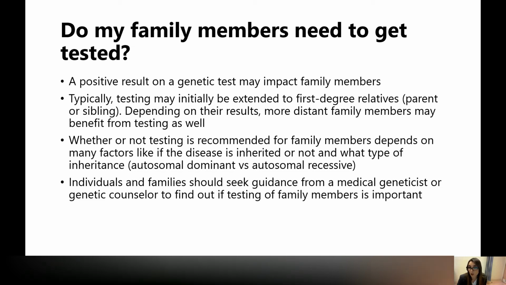And whether it's recommended or not to test family members will depend on the type of genetic disease we're talking about. It will depend if it's inherited or not, because as I said, sometimes it's not inherited, it's de novo. In such cases, it's unlikely that other family members will have the disease. And it's also important to know what type of inheritance we're talking about, as I explained, if it's autosomal dominant or if it's autosomal recessive. So it is important that individuals and families seek guidance from a medical geneticist or a genetic counselor to find out if testing is important or not.